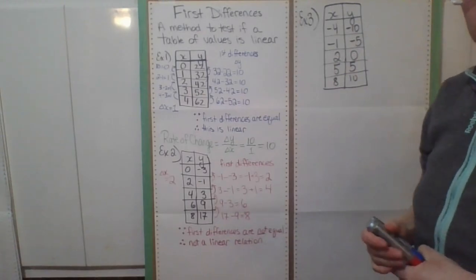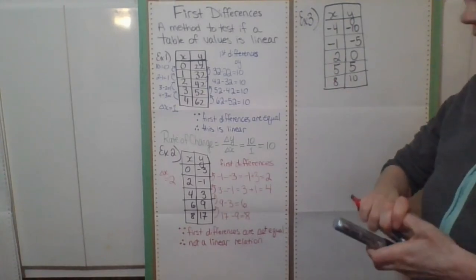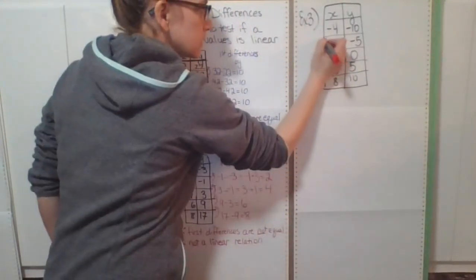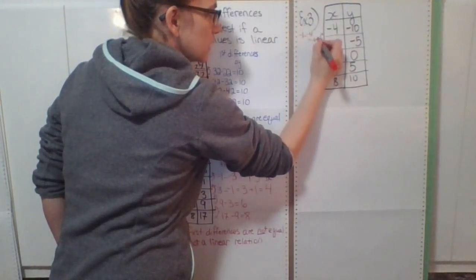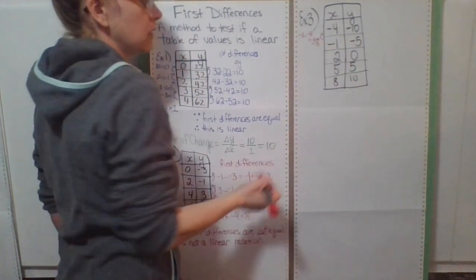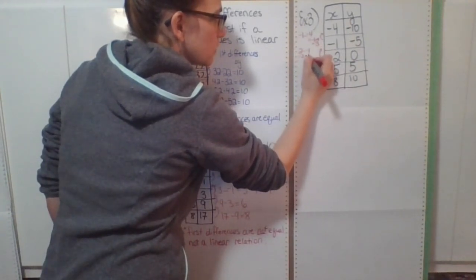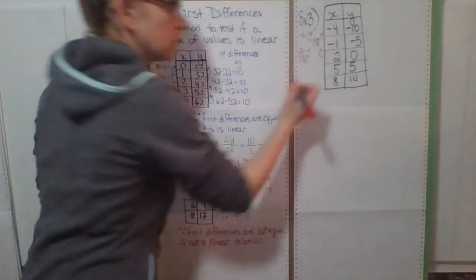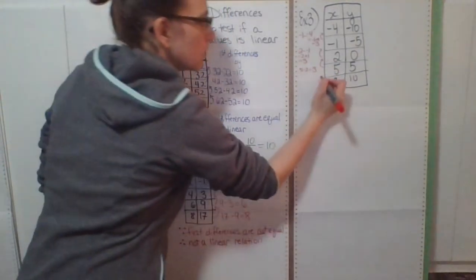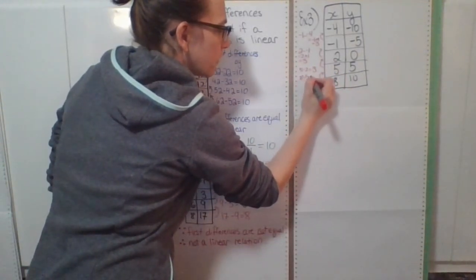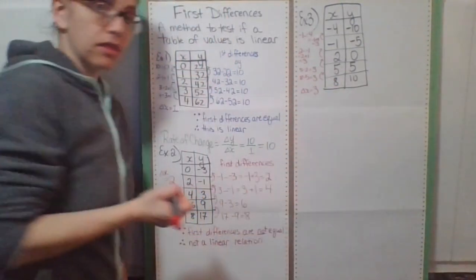So can we do first differences on this one? Let's make sure my x's are all increasing by the same amount. Otherwise, it doesn't work. So bottom minus top. -1 minus -4 is the same thing as -1 plus 4. So that's increasing by 3. 2 minus -1 is the same thing as 2 plus 1. So we've gone up by 3. 5 minus 2 is 3. 8 minus 5 is 3. So I can see that the change in x is 3.